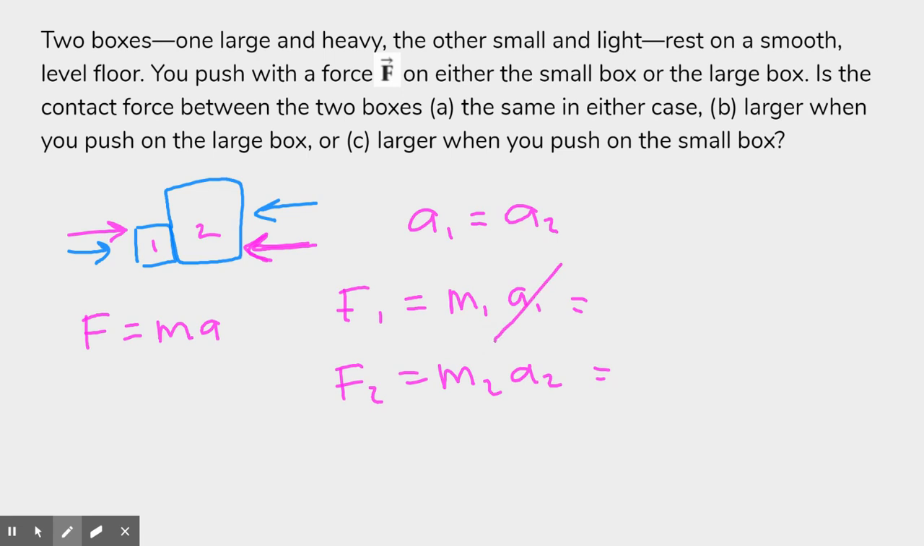The A's are the same, so they're not going to affect anything. That means this is going to be dependent on mass. Well, because the mass of this second box is larger, F2 will be greater than F1. That means that the contact force between the two boxes is going to be larger when we push on the small box.